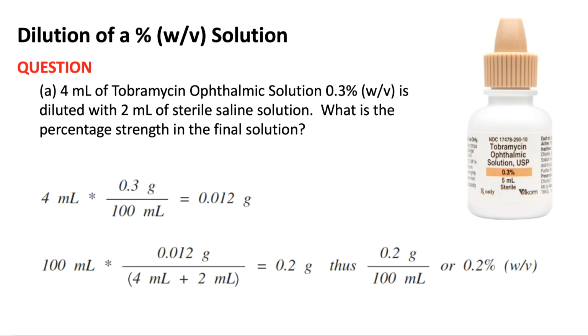And that is 0.2 grams for every 100 milliliters. That is essentially an expression as a percent strength, weight per volume. So 0.2 grams over 100 mils is the same as 0.2% weight per volume. And hopefully you can see that. If I told you we had 0.2% weight per volume, you would say, well, that means 0.2 grams per 100 milliliters, since the units of weight per volume are grams per milliliter. So that's how we would answer that question.